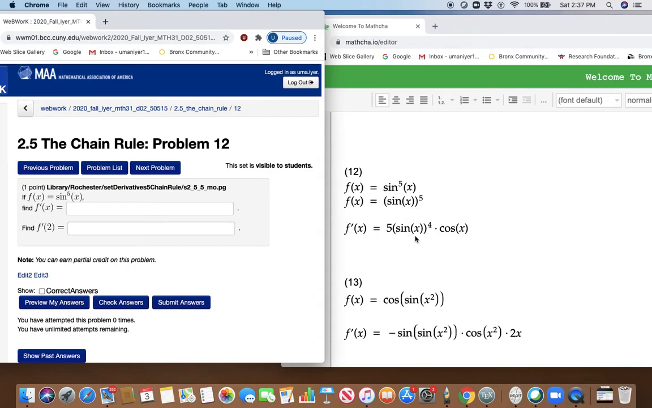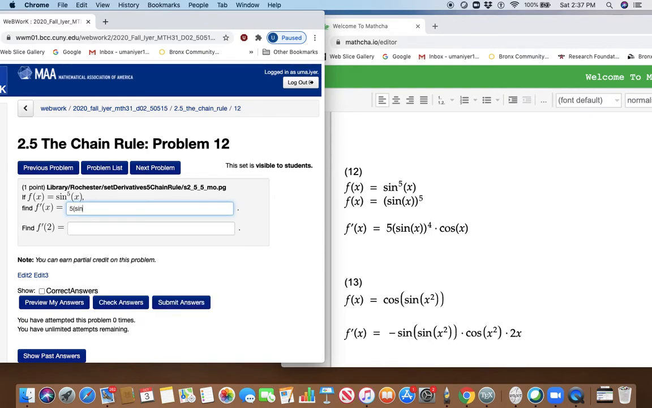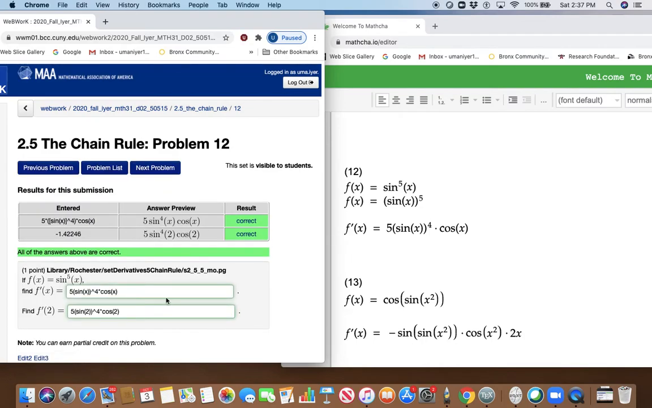Once the power 5 is handled, times, now you go inside and take its derivative, cosine x. So that is 5 sine x to the power 4 times cosine x. So when they are asking for the derivative at 2, you simply substitute 2 for x. Okay, next problem.